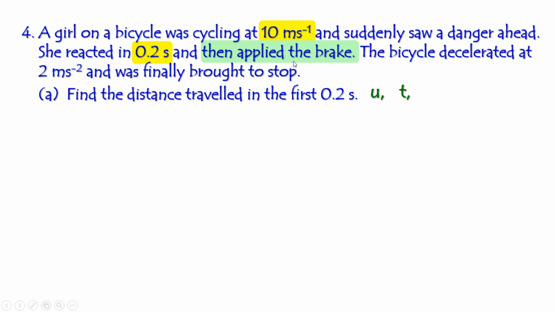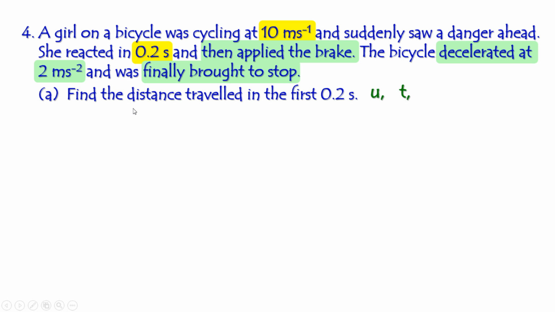For the first part, she didn't apply the brake on the bicycle. And then she applied the brake, and the bicycle decelerates at 2 meter per second square. Decelerate. Be careful of this word, okay? 2 meter per second square, and finally brought to stop. So there may be two parts of the motion. The first one is the yellow one, and the second one is she applied the brake, and then the bicycle decelerates, and then finally brought to stop. Understand? So there are two parts of the motion.